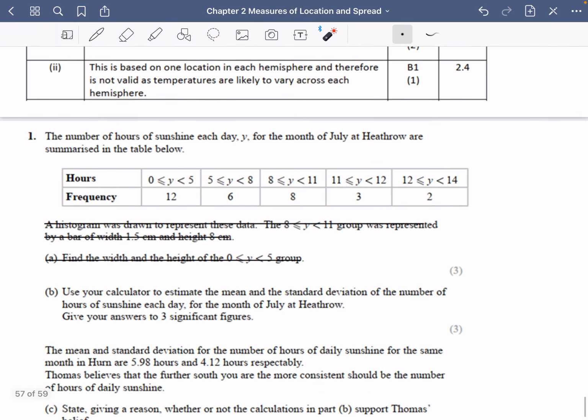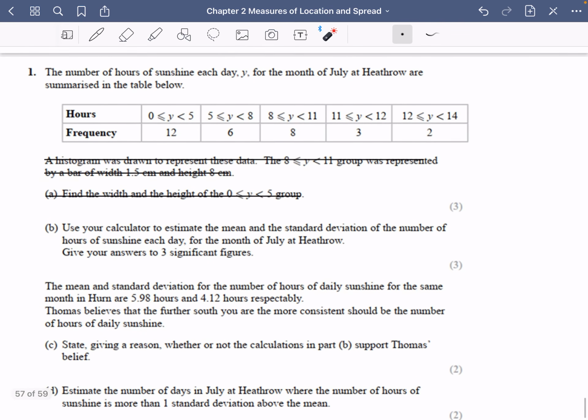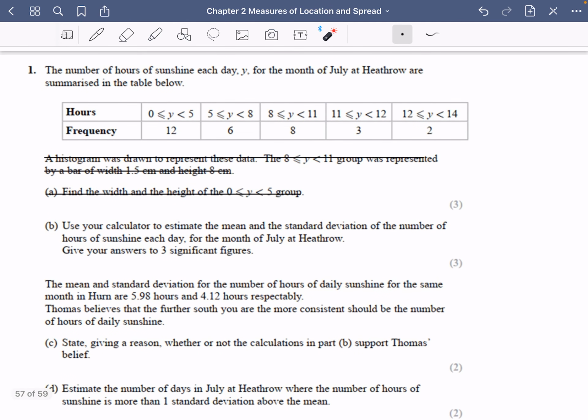Okay, last question that we've got. Again, it's on the large data set. So this one says the number of hours of sunshine. So we've got the hours of sunshine each day for the month of July at Heathrow summarized in this table. I'm going to skip part A because this is a chapter 3 topic. Use your calculator to estimate the mean and the standard deviation of the number of hours of sunshine each day for the month of July at Heathrow. Give your answers to 3 significant figures.